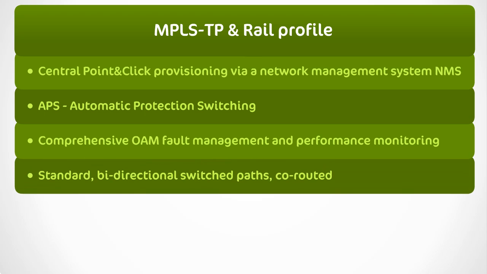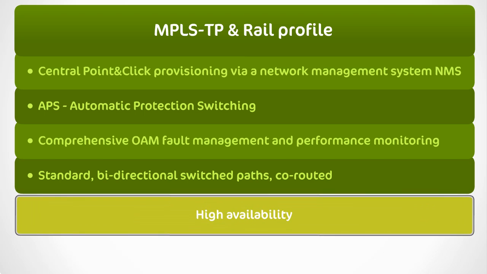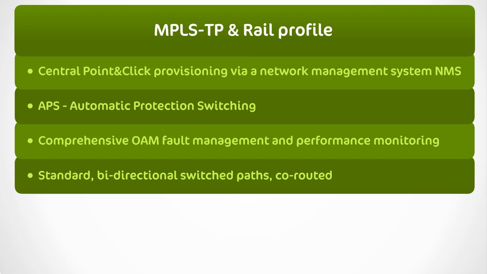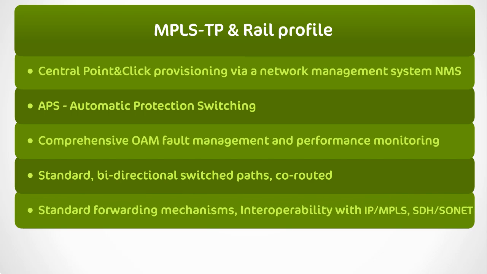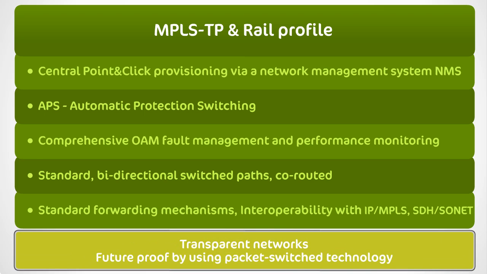MPLS-TP uses standard bidirectional switched pairs of paths which are co-routed up front. This ensures minimal differential delay which may occur in an IP MPLS environment. The popularity of SDH SONET is largely due to the high level of interworking between different vendors thanks to standardization efforts. MPLS-TP uses the same forwarding mechanisms already available on the market, so it guarantees interoperability with IP MPLS, SONET and SDH. You benefit from transparent networks which are future-proof.